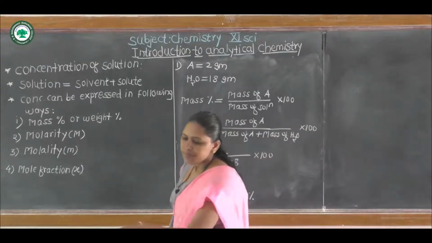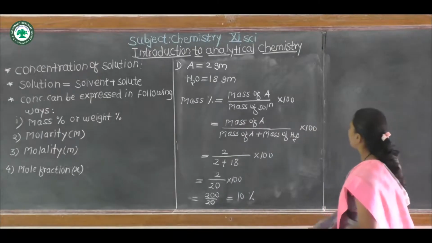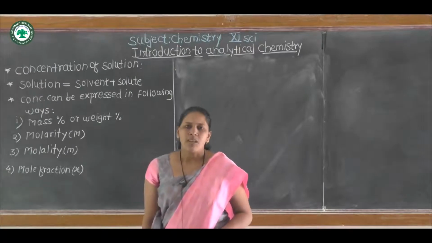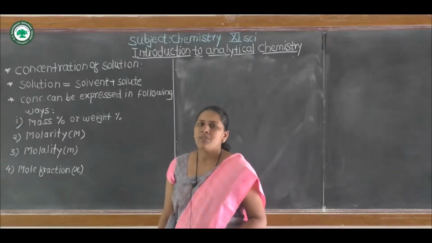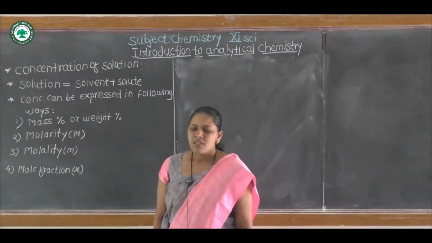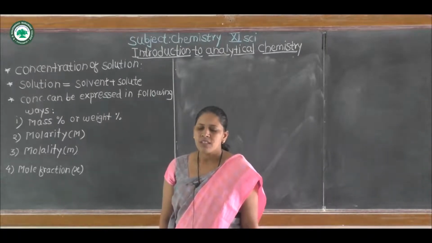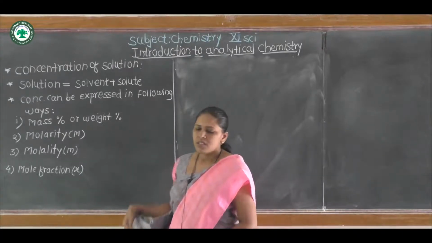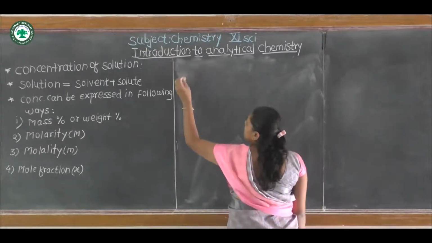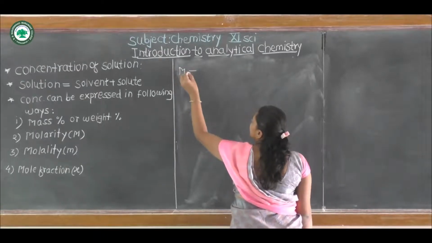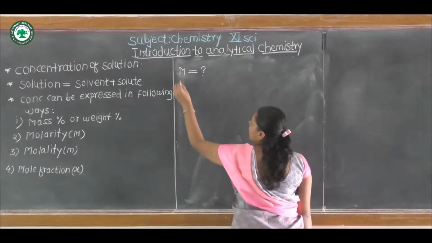Then second numerical depends on molarity. Calculate molarity of NaOH solution prepared by dissolving 4 gram NaOH in water to form 250 ml of solution. We have to calculate molarity, that is capital M, of NaOH solution.